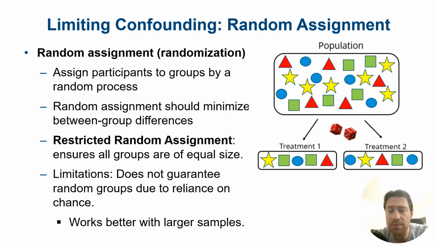Now, the limitations, as we talked about, well, you are putting this process in the hands of chance. And chance may not always work the way you want it to. And it's possible that just by chance, you still end up with groups that are not truly equivalent, where one group is older or smarter or wealthier or something else. And also, this is going to work much better with larger samples than with smaller samples. The larger the sample, the better this technique works. The smaller the sample, the worse it's going to be.